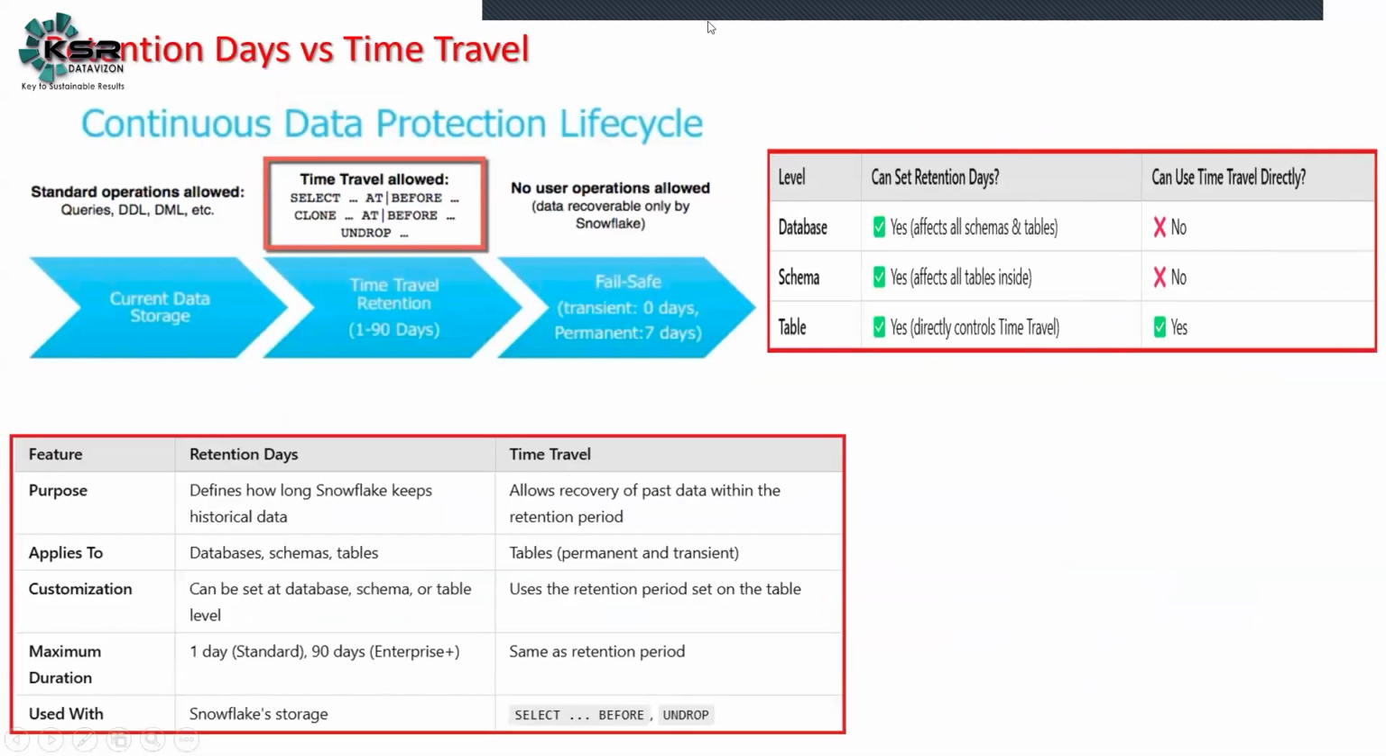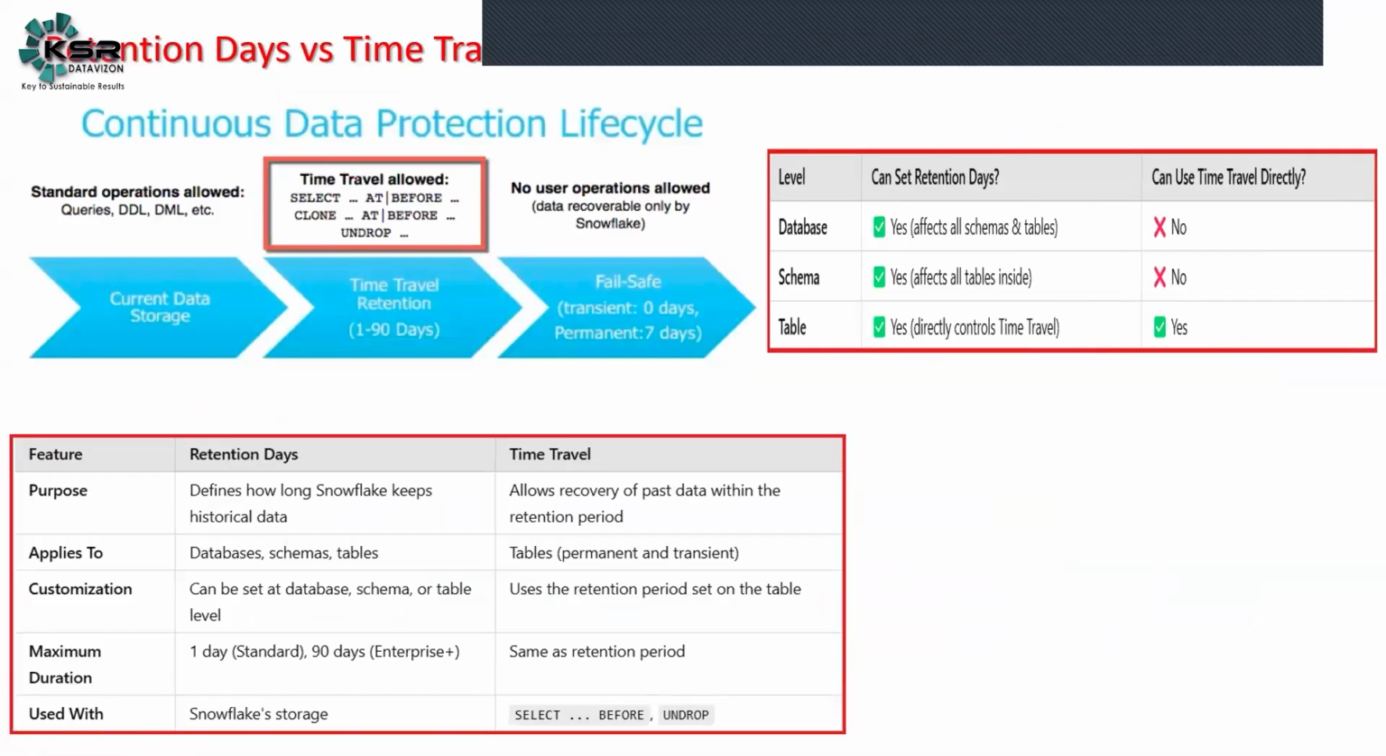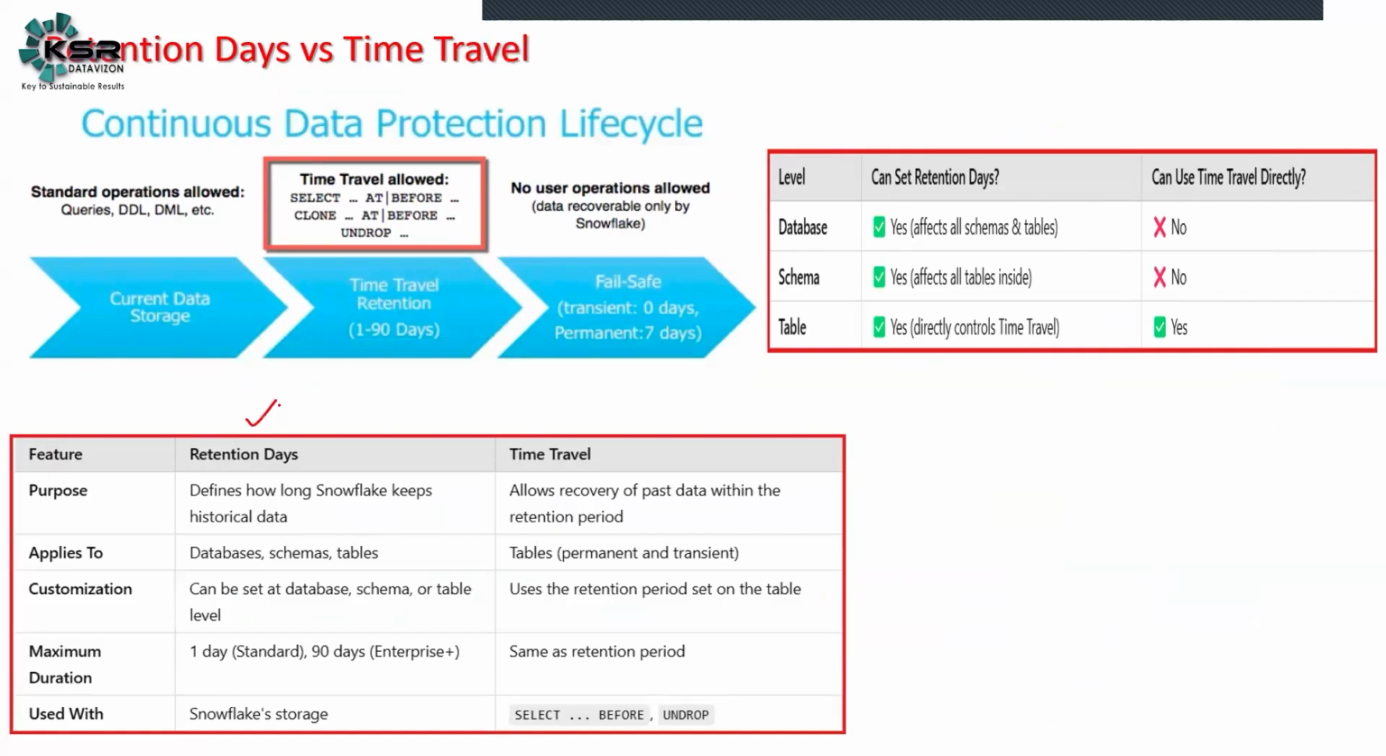As I was explaining, the first part is that whenever you need to do time travel, you need to put something called a retention period. Once you put a retention period on that object, only within that period can you do time travel. This picture is taken from Snowflake. Here they are saying you can do time travel using SELECT and BEFORE. On top of clone, there is something called clone table, and on that you can also do time travel.